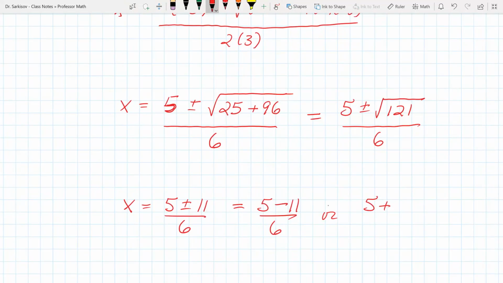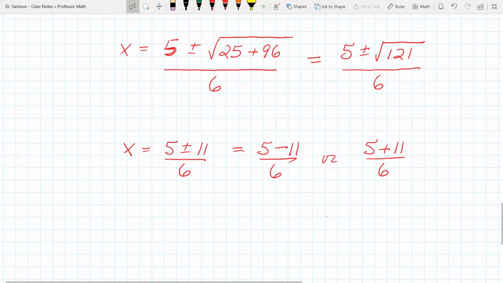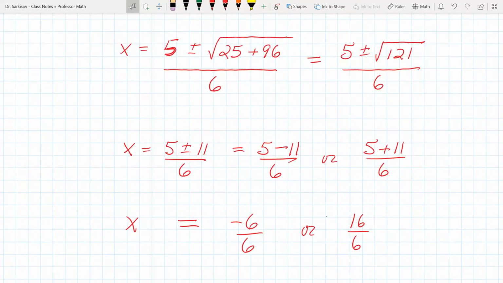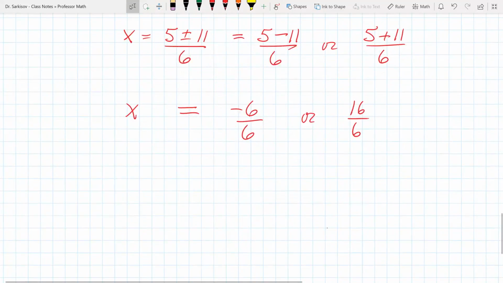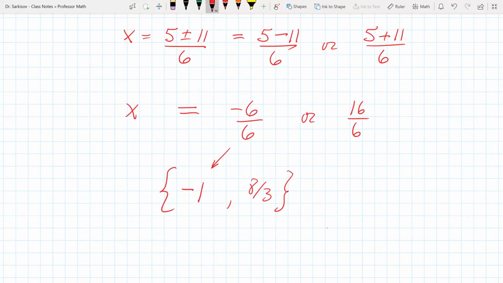Or, let's do the plus: 5 plus 11 over 6. Okay? So in other words, what's 5 minus 11? Negative 6 over 6, right? And then we have, what's 5 plus 11? 16 over 6. In other words, our solution set is now negative 1, and then what is this? 8/3. Okay? So negative 1 or 8/3. Those two are the solutions to this quadratic equation.